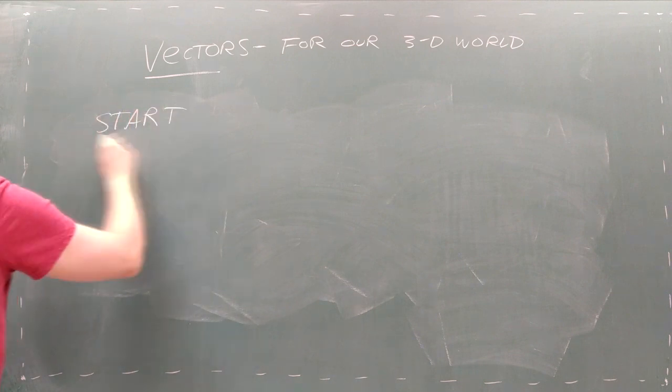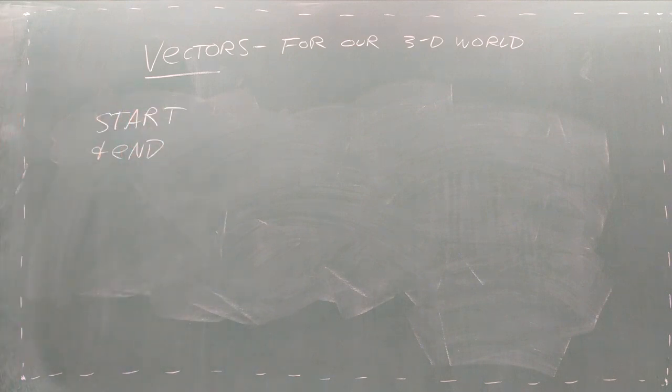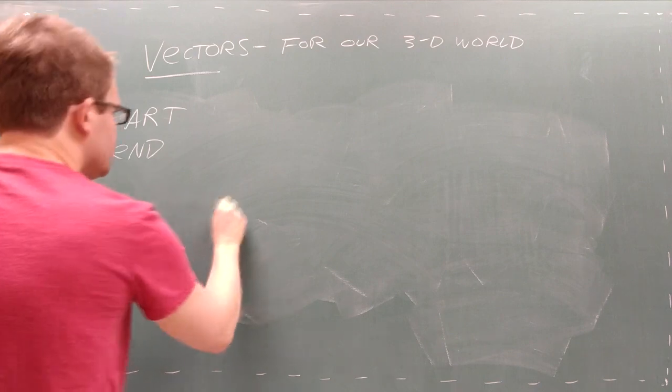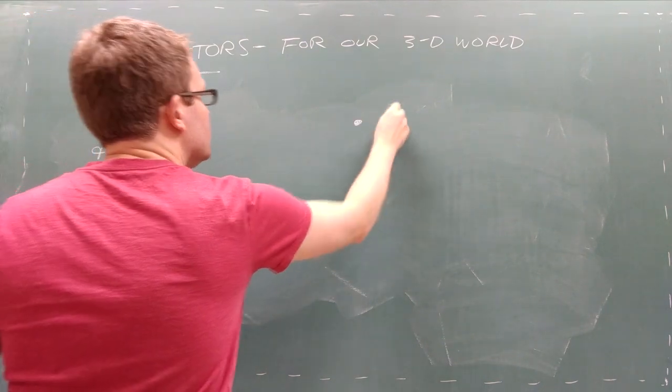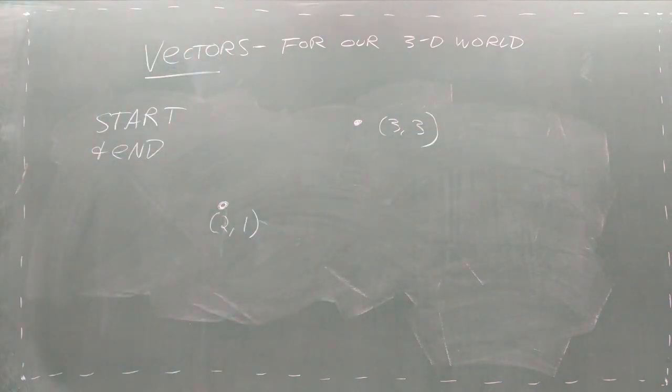Finally, you can specify a vector with a starting point and an ending point. This process is similar to giving a vector's components, but it allows you to start the vector at any point and not just at the origin.